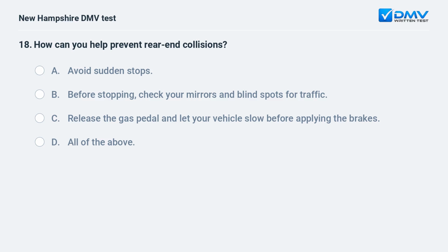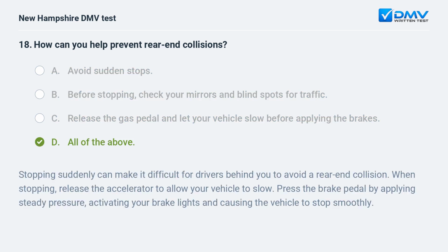How can you help prevent rear-end collisions? A. Avoid sudden stops. B. Before stopping, check your mirrors and blind spots for traffic. C. Release the gas pedal and let your vehicle slow before applying the brakes. D. All of the above. The answer is D. All of the above.